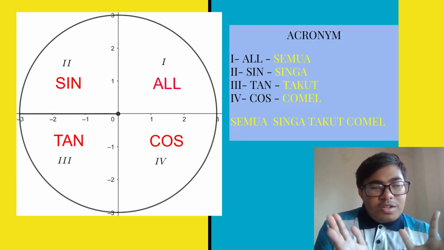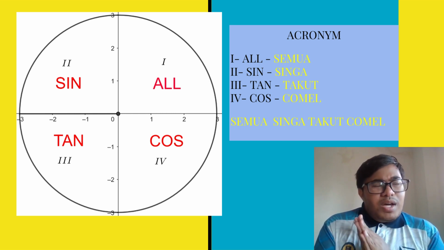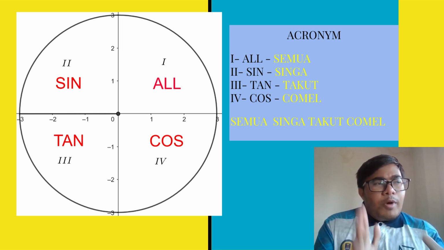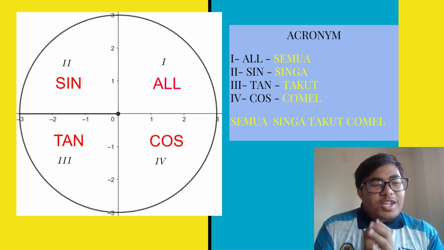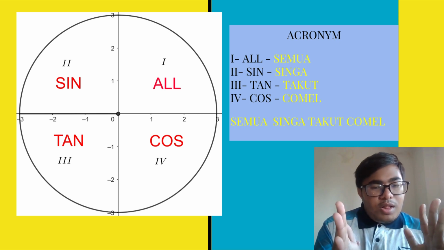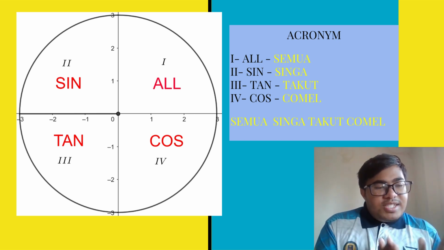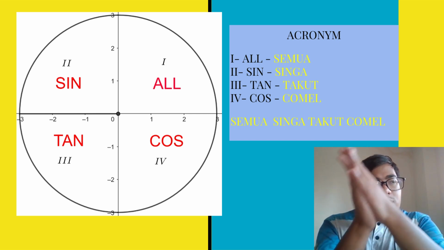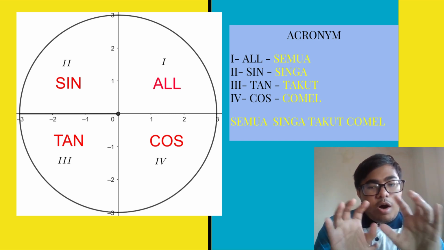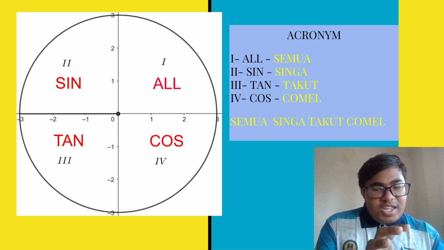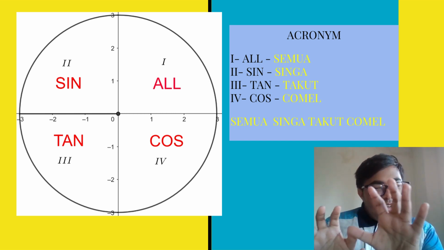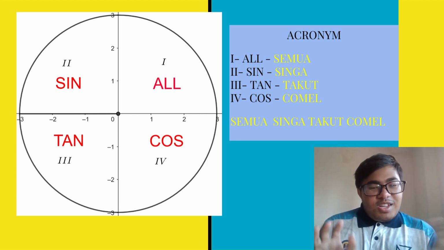So after all this, how do we remember and memorize the order, and what value is positive in each quadrant? Don't worry, I have one acronym to help you. Since the first quadrant is all, the second quadrant is sine, the third quadrant is tan, and the fourth quadrant is cos. It follows the anti-clockwise direction, not the clockwise. So we have all, in Malay, semua. Sine, singa. Tan, takut. And cos, comel. So we get semua singa takut comel. Easy, right?